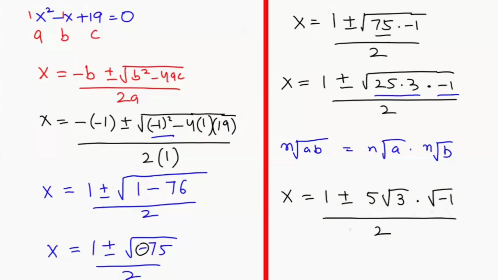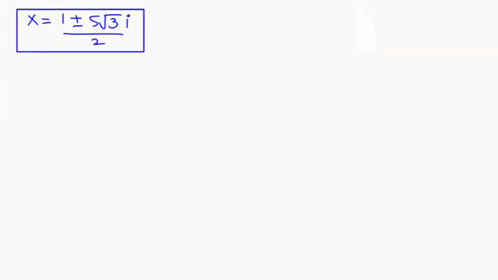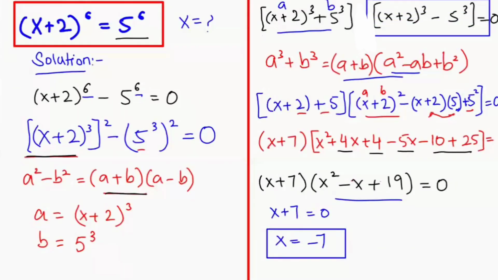Now the value of root -1 is equal to iota, the imaginary number, so I'm going to plug it in here. X is equal to 1 plus minus 5 root 3 iota over 2. So this is our other x value. Now I am going to solve this. Here I will apply the same algebraic identity, but for the negative sign.